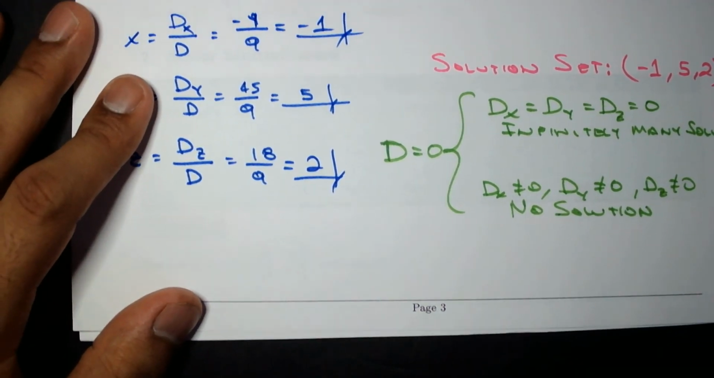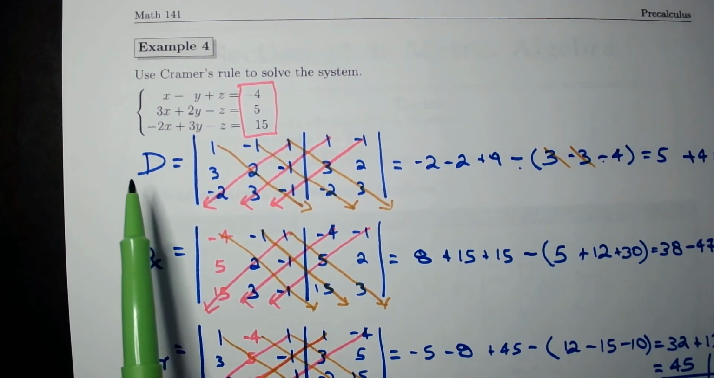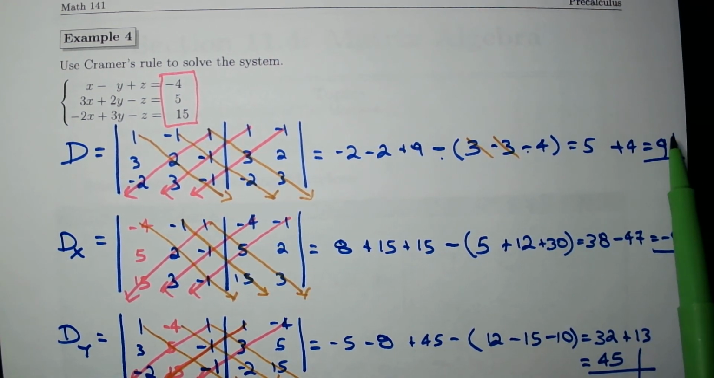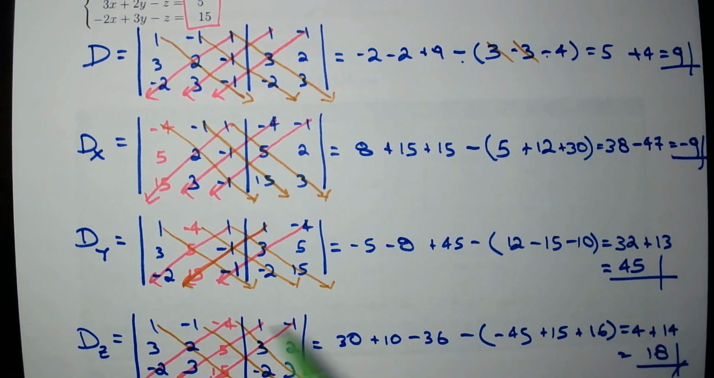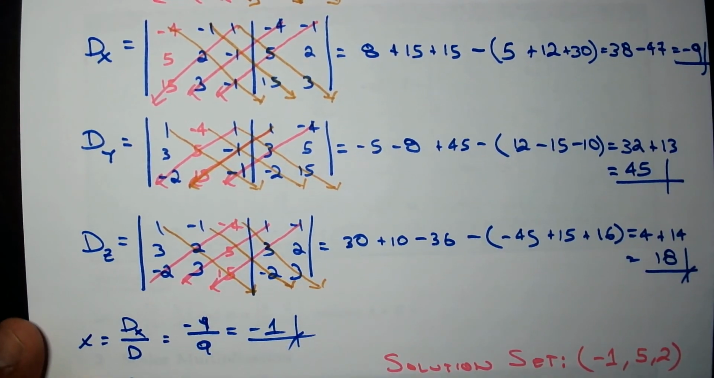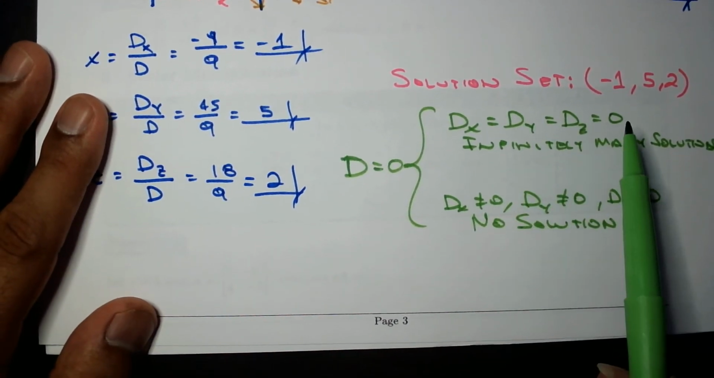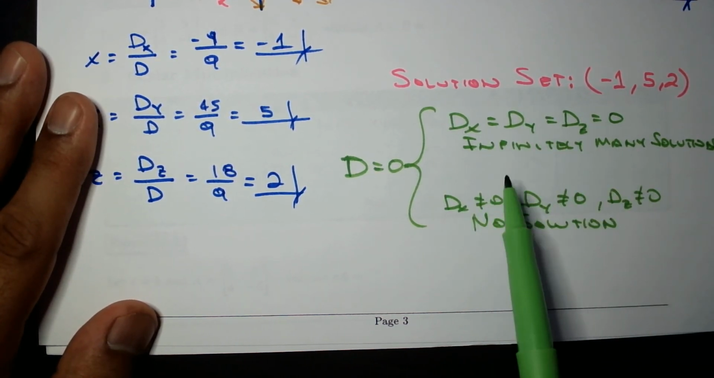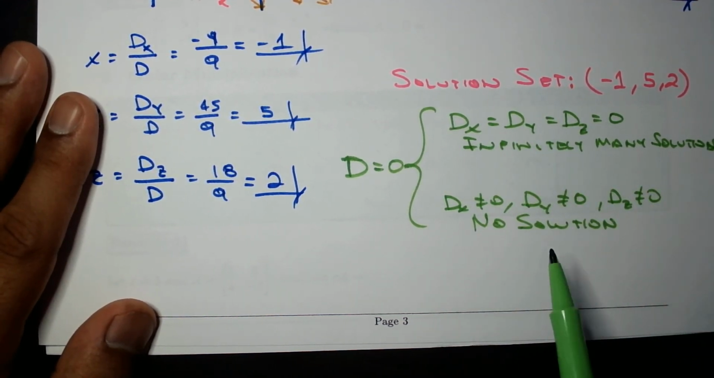So that's why we always evaluate d first. If we get any constant that is not 0, then we keep going and evaluate d sub x, d sub y, and d sub z. But the minute we get 0, then we have these two scenarios: infinitely many solutions or no solution.